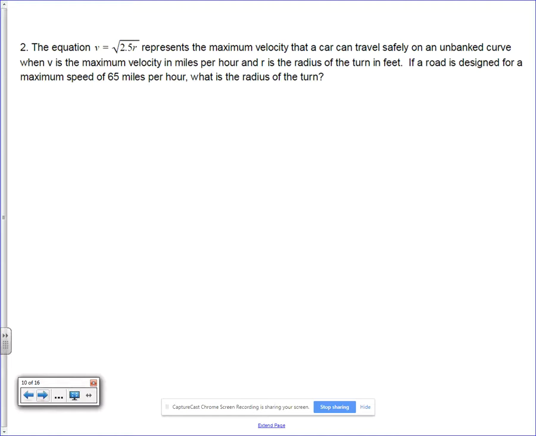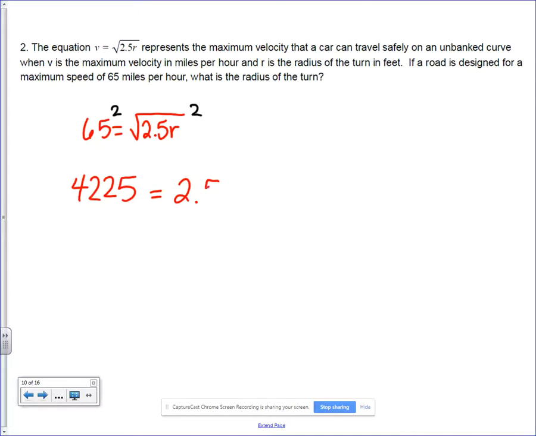If a road is designed for a maximum speed of 65 miles per hour, let's stop right there. Which variable is 65 miles per hour going to go in for? V for velocity. What is the radius of the turn? What variable is radius? So I got to isolate the r. How do I do that? I'm going to square it first. Does everybody see how the 2.5 is inside? Okay, so we're going to square it. Can you go ahead and square that 65 for me? Say it again. Like that. And then now we have no more radical.